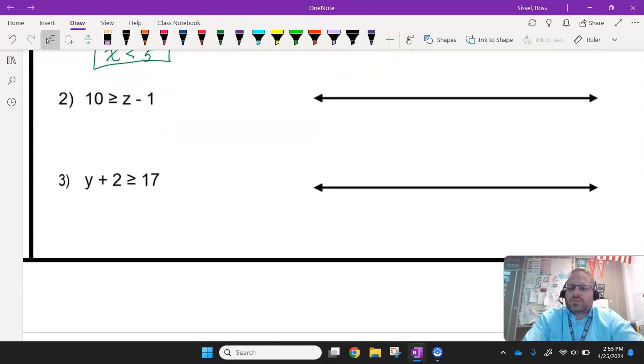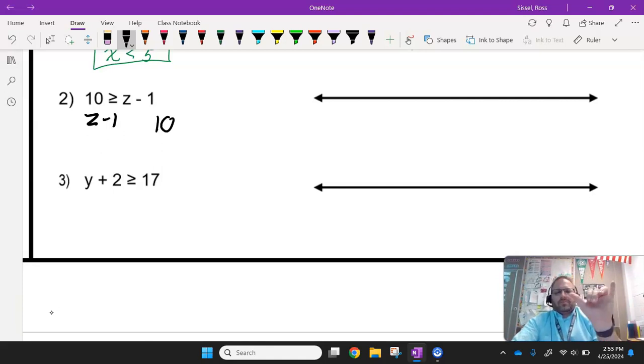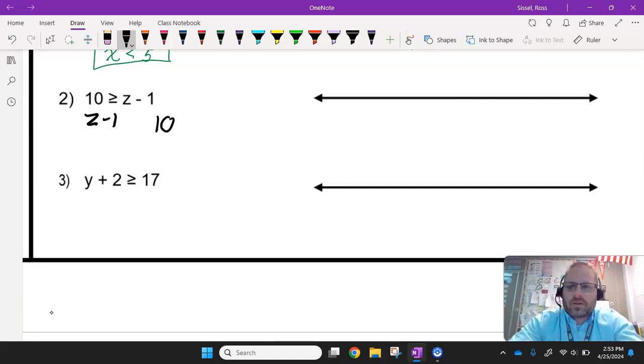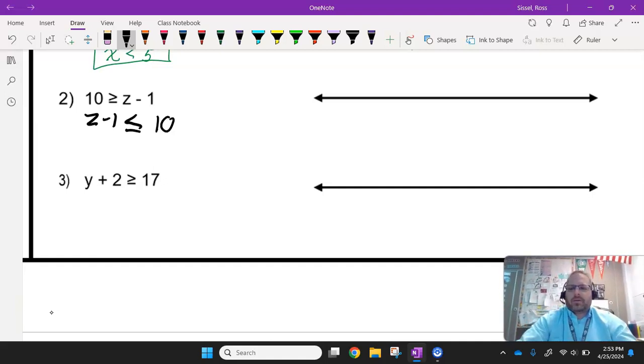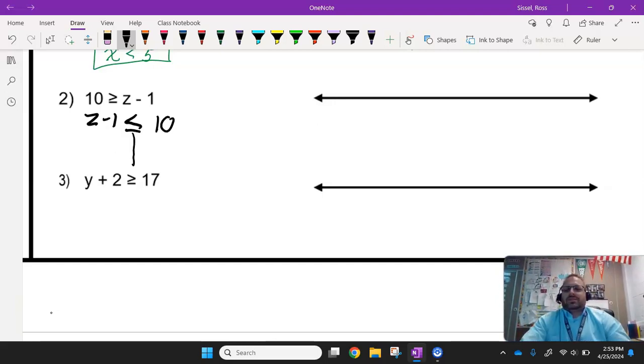Before we start, I noticed right away my z is on the right side of the inequality. So I'm going to flip everything. I'm still going to say z minus 1. I'm going to put 10 on the other side, but I'm going to take my inequality and flip it. The pointy part is still at the z, it's open towards the 10. This just makes it easier to solve for me. So, z minus 1 is less than or equal to 10.